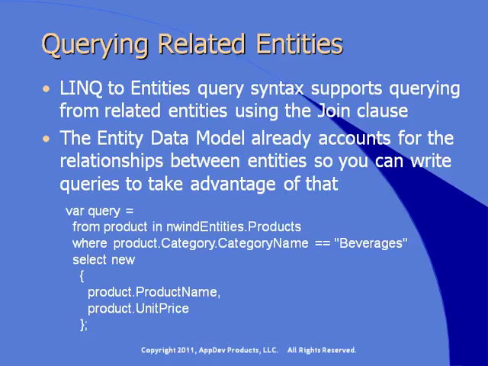There's a one-to-many relationship between categories and products, so the product class, being the child class, has a category property that references its parent. In other words, it references the category that the product belongs to. So I can use product.Category.CategoryName to get the category that the product is in.